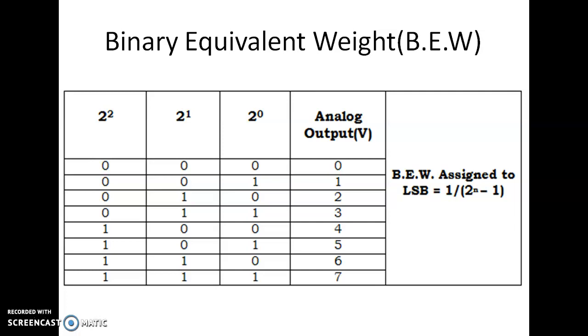In general, for an n-bit digital input, the binary equivalent weight assigned to the LSB is equal to 1 upon 2 raised to n minus 1. You can observe this formula. The remaining weights can be obtained by multiplying the binary equivalent weight of the LSB by 2, 4, or 8 onwards.